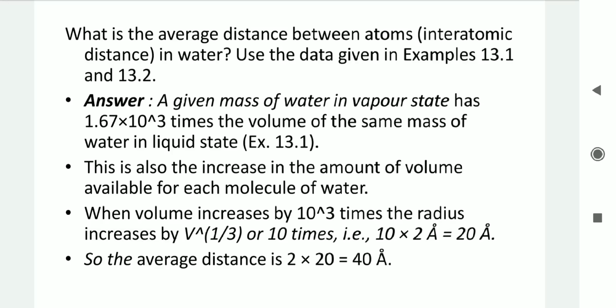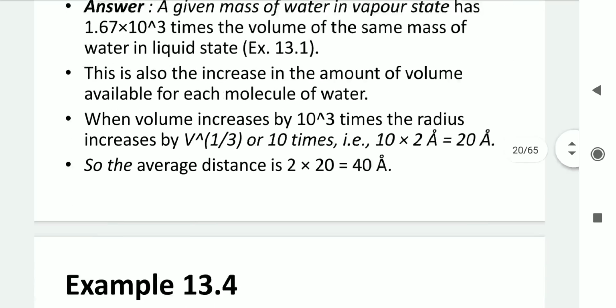So here the radius, in the earlier example, is 2 angstrom. So it is increased by a multiple of 10, that is 20 angstrom. So the average distance between atoms is twice 20 angstrom, that is 40 angstrom.